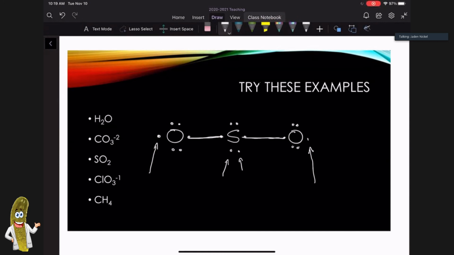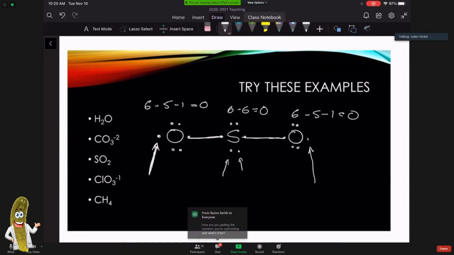Because right now what we have is 6 valence electrons, 5 minus 1 is equal to 0. And then on sulfur, we have 6 minus 6, which is also equal to 0. So technically, this is balanced. However, the situation that we're left with here is that we have those 2 singular electrons on the outside of our structure.